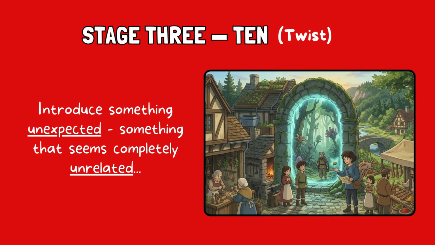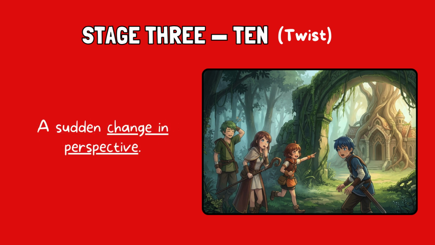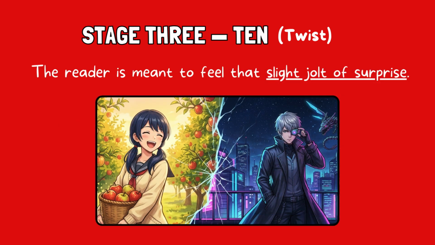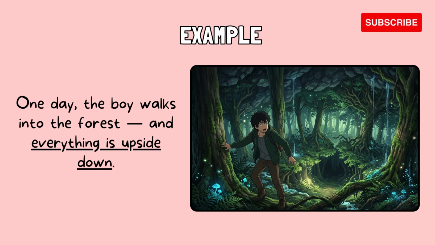Stage 3. Ten. The twist. Here's where Kishotenketsu gets interesting. The Ten stage introduces something unexpected, something that seems completely unrelated to everything that came before it. This is called the twist, but it doesn't have to be shocking or dramatic. It's more of a shift, a sudden change in perspective. When you read it, you might think, wait, what does this have to do with anything? That's exactly the point. The reader is meant to feel that slight jolt of surprise. Back to our example. One day, the boy walks into the forest and everything is upside down. That's it. No explanation yet, just a new, unexpected reality sitting right in the middle of an otherwise quiet story.